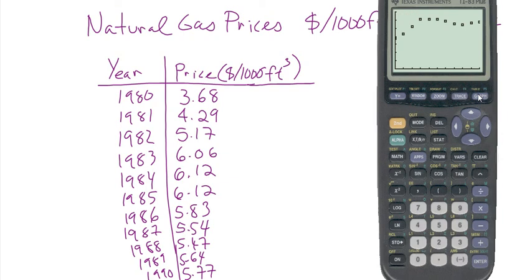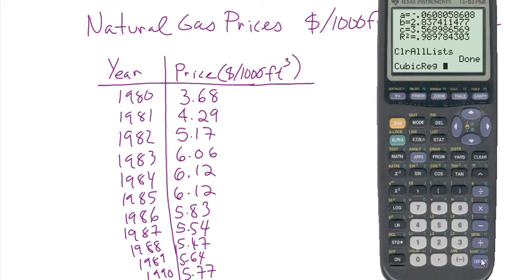So, not linear, right? It's not a straight line. Not quadratic, because quadratic, this would have to keep coming down. It's starting to climb back up again, right? So then we're thinking, all right, looks like a cubic. So we're going to go to Stat, Calc. We're going to go down to number 6, a cubic regression. We're going to hit Enter.